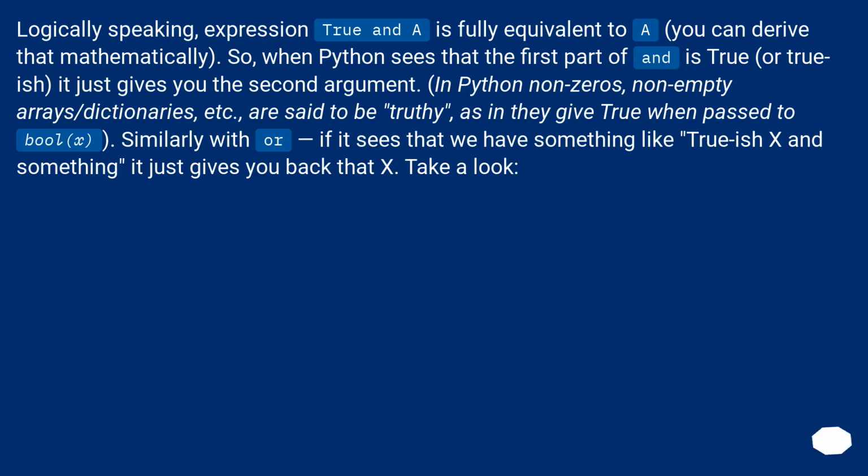Logically speaking, the expression true and A is fully equivalent to A. You can derive that mathematically. So, when Python sees that the first part of an and is true, or truish, it just gives you the second argument. In Python, non-zeros, non-empty arrays, dictionaries, etc. are said to be truthy, as in they give true when passed to bool of x. Similarly with OR, if it sees that we have something like truish x or something, it just gives you back that x. Take a look.